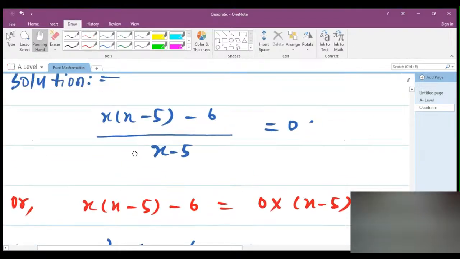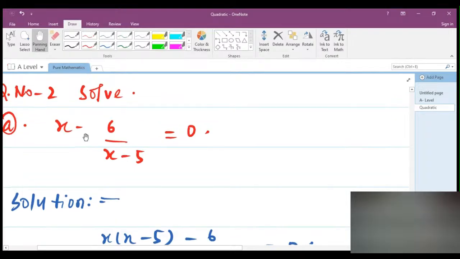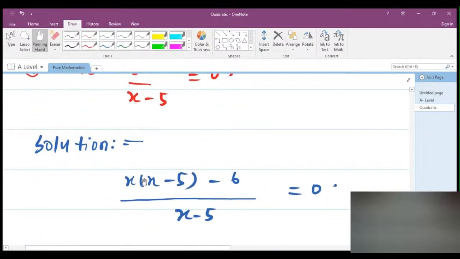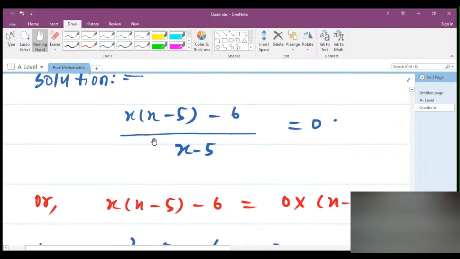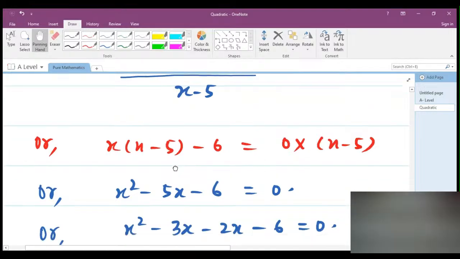So this is the question, x minus 6 by x minus 5. In this question it asks us to solve for x. So we take x minus 5 as the LCM, then we get here x into x minus 5 minus 6 equal to 0. When x minus 5 moves to the right hand side, then in the left hand side we have x into x minus 5 minus 6 equal to 0 into x minus 5.